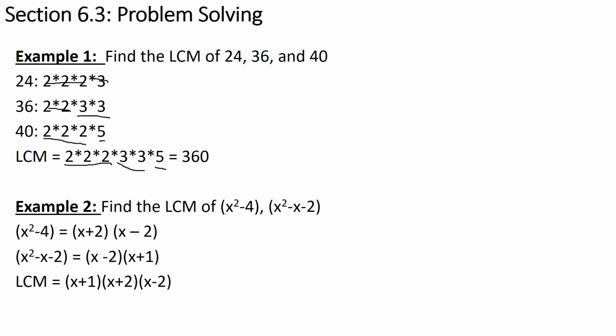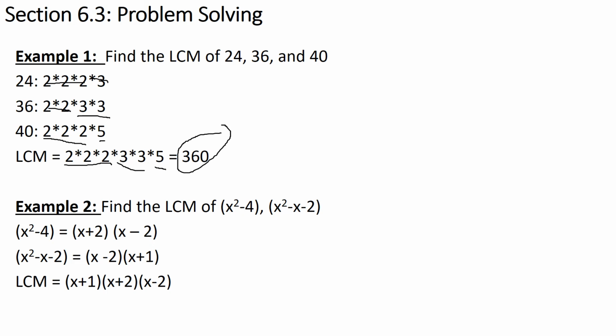You can multiply these all out. 24, 48, 72, 96, 120. It goes on. 36, 72, 108, and 40, 80, 120, 160. Keep going. Well, much easier to do it this way. They're going to have a common multiple at 360. Do it much quicker that way.